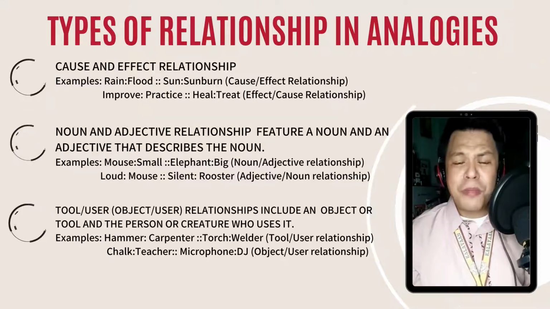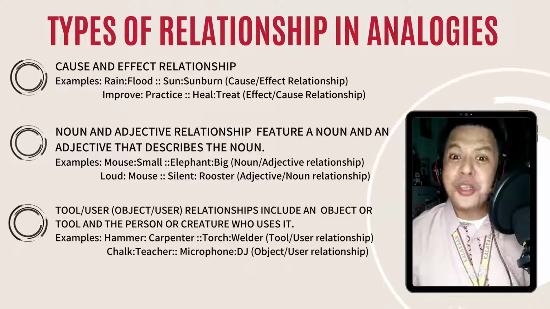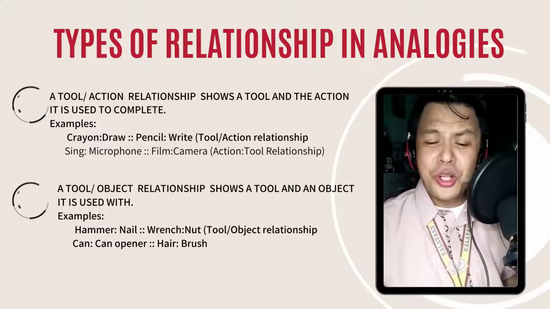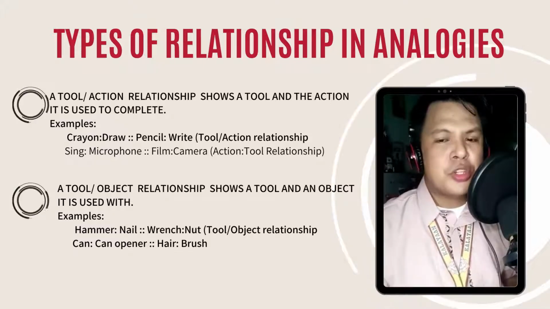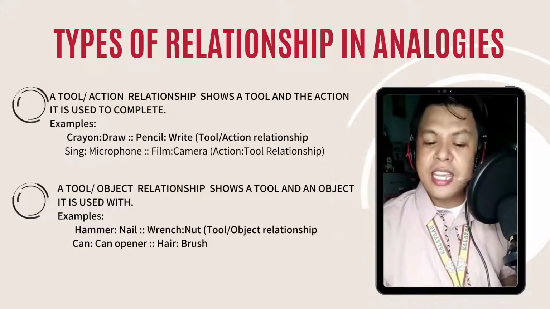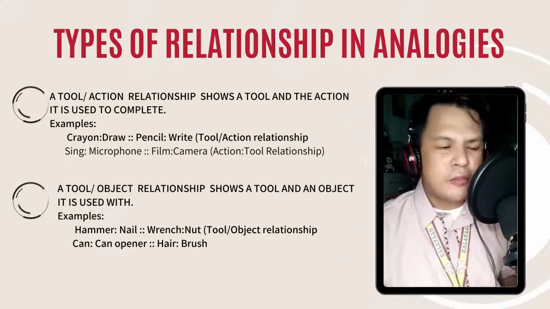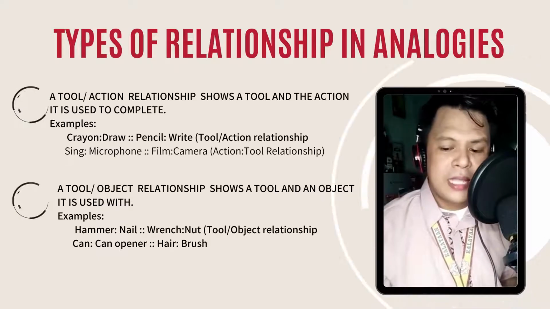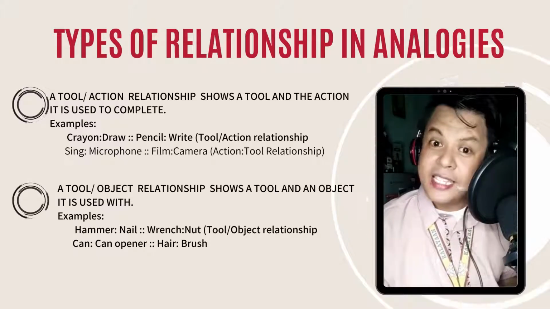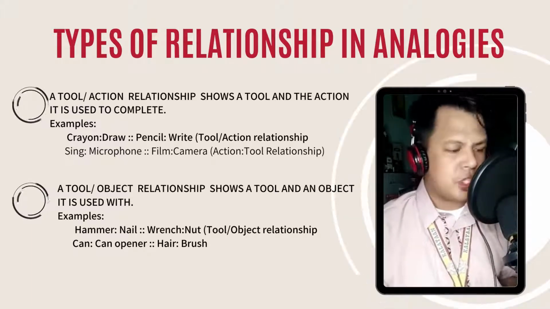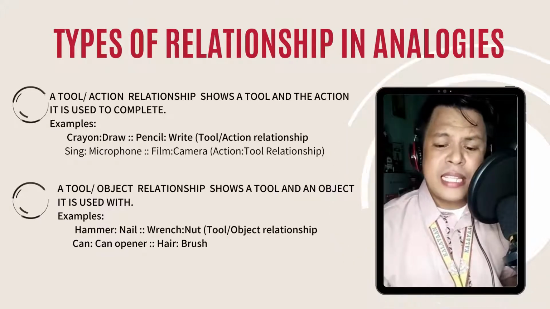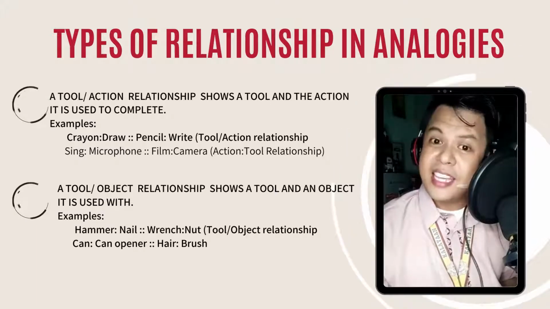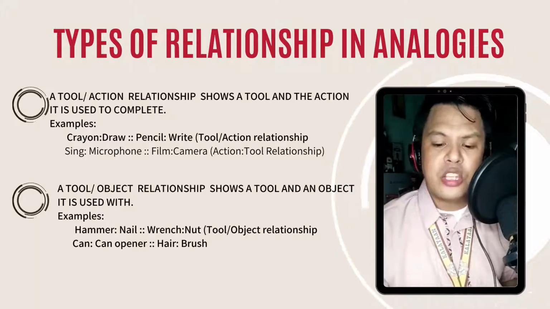Wow! You are surmounted with a catalog of knowledge. Congratulations! This, a tool or action relationship, shows a tool and an action it is used to complete. For examples, crayon is to draw, pencil is to write, and that is tool or action relationship. The other one is sing is to microphone, film is to camera, and that is action or tool relationship.